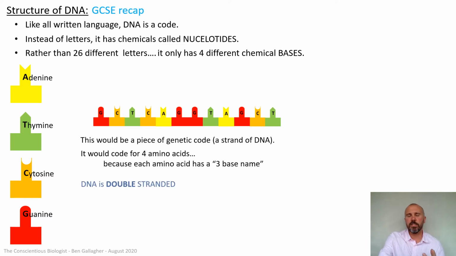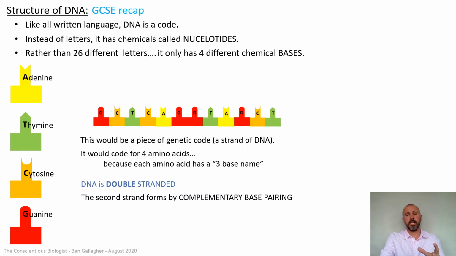Now, DNA is double-stranded. Again, you should know this from GCSE, that it's double-stranded because the second strand forms by something called complementary base pairing. If you look at the shape of the nucleotides that I put over there, you can see how they're in pairs and they match up. That A is complementary in shape to T. You can see one's kind of a V-shaped point, one's a V-shaped going in as a receptor for it. C is complementary to G.